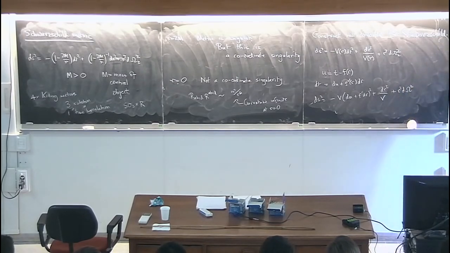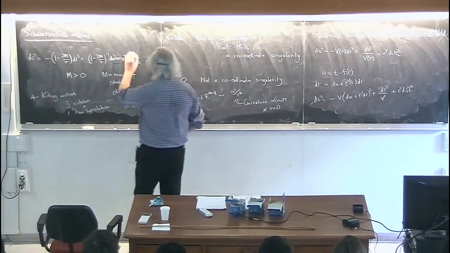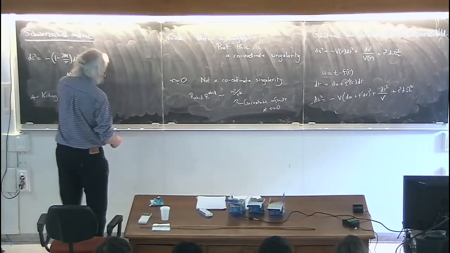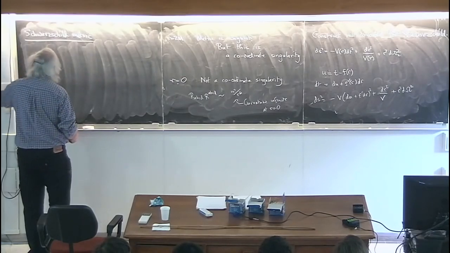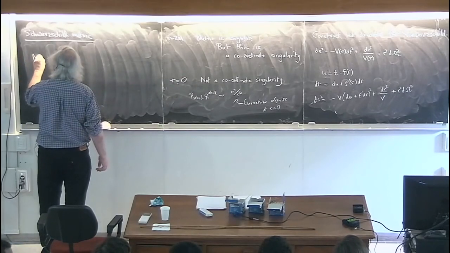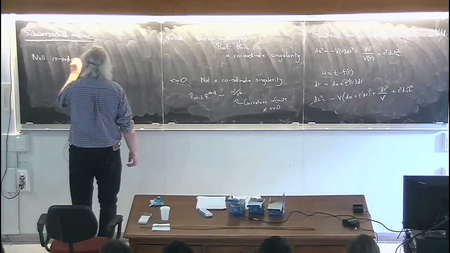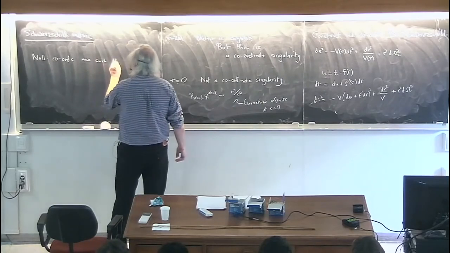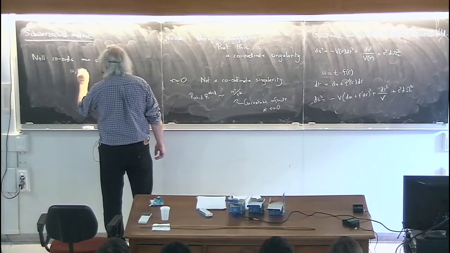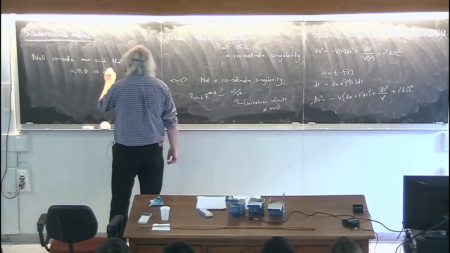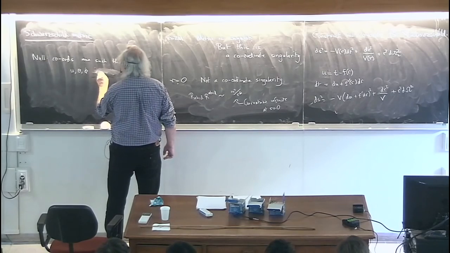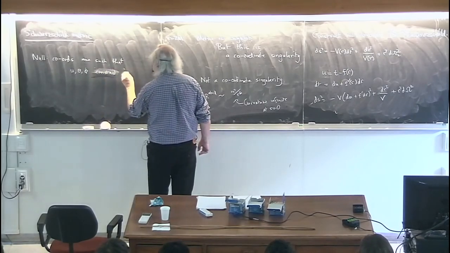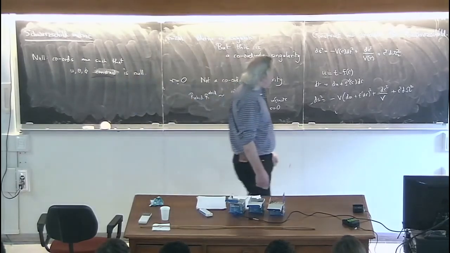Null coordinates are going to be such that if you put the null coordinate theta and phi equal to a constant, it's a null line. So let's look at that. This thing here.